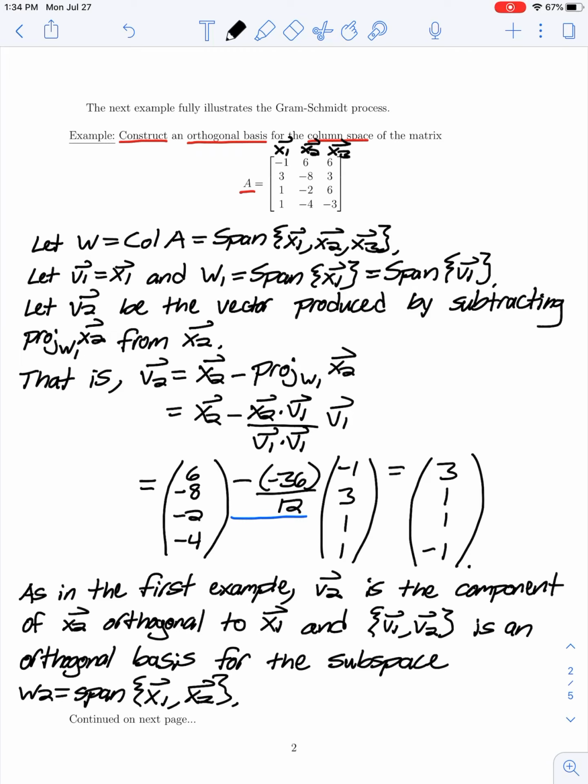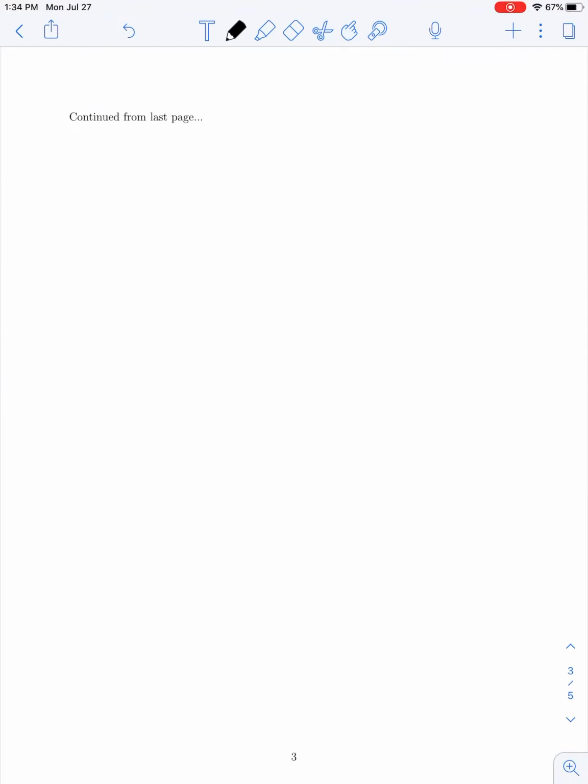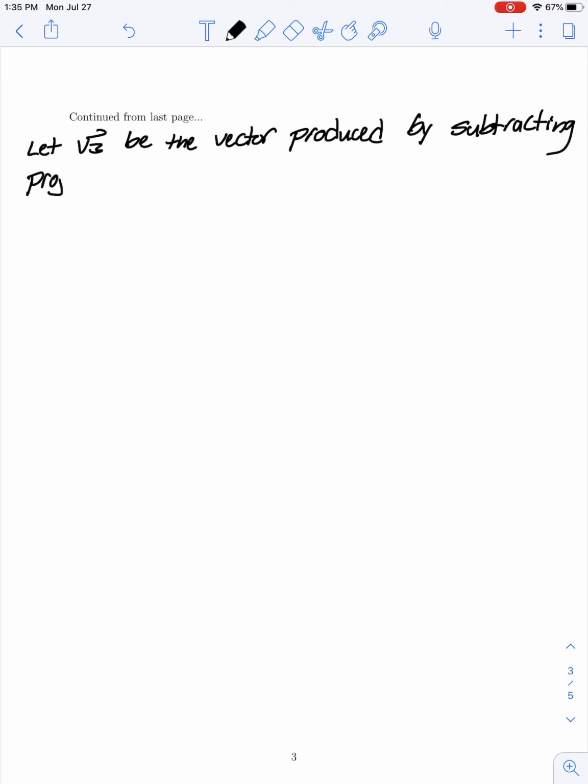So we have a set of two orthogonal vectors, which form an orthogonal basis for the spanning set for the first two columns, but we have a third column. So to extend this, we'll use the same approach. Continuing from our work on the previous page, let's take the vector v3 to be the vector produced by subtracting the projection of the vector x3 onto the subspace W2 spanned by the first two columns of our matrix from x3. That is the component of x3 orthogonal to the subspace W2.